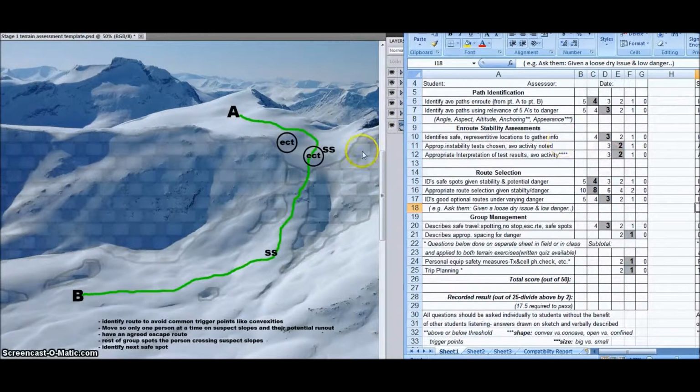I guess the scenario would be if it was much more grave than the scenario at the start, you'd be wanting to hear how somebody would change their activities. Exactly. Thanks. Under route selection, in the next area, I can easily do the first question. It says ID safe spots given stability and potential danger. I look and see that they've identified one safe spot between A and B that is not on avalanche terrain. Ideal. And it's before a rollover. It's a natural place to pause, so that's great.